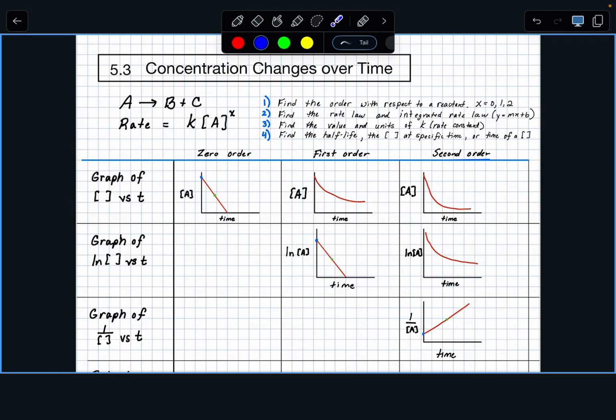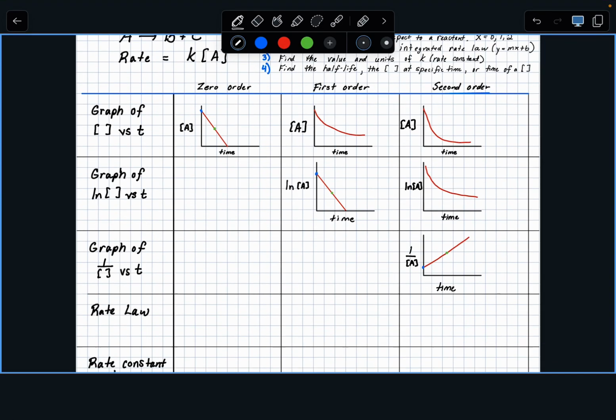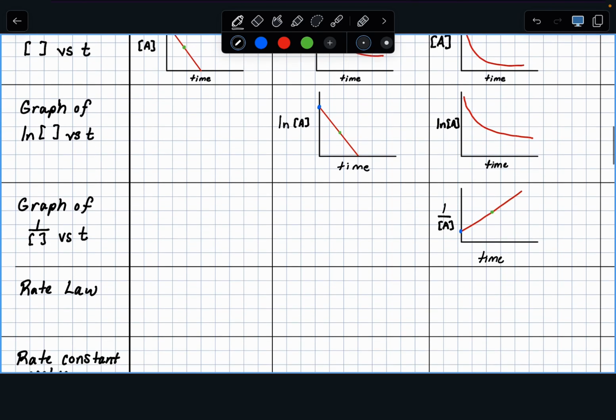All right, so the next thing that you'll want to do is be able to write the rate law for that reaction. I just did a basic reaction with reactant A turning into products B and C. I'll show you what the rate law would be for each one of these. If it was zero order, your rate law would just be rate equals the rate constant k, and then the concentration of A to the zero power. But many times you'll just see that substituted in as just rate equals k, because anything to the zero power is 1.